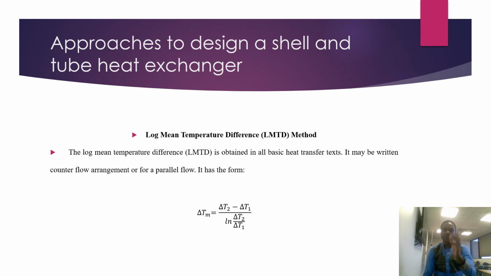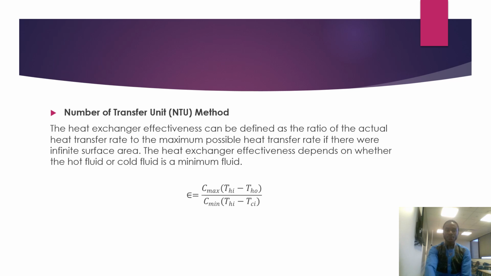So with the log mean temperature, like I mentioned, this is the main equation we use, with delta T2 being the difference of temperatures at the outlet or inlet, and delta T1 is the same thing, the difference of temperature at the inlet or outlet. We have the number of transfer units, which is our second method, and this is the main equation we can use for it.